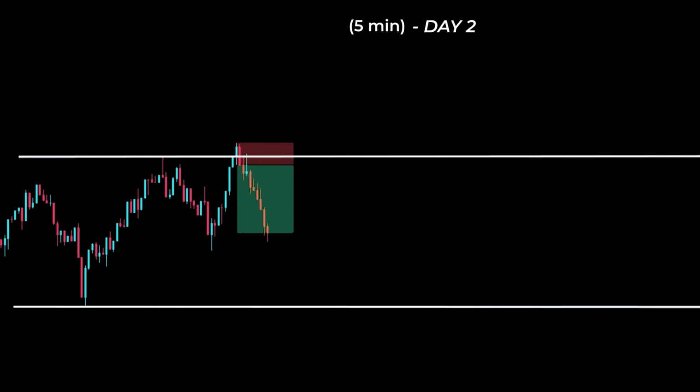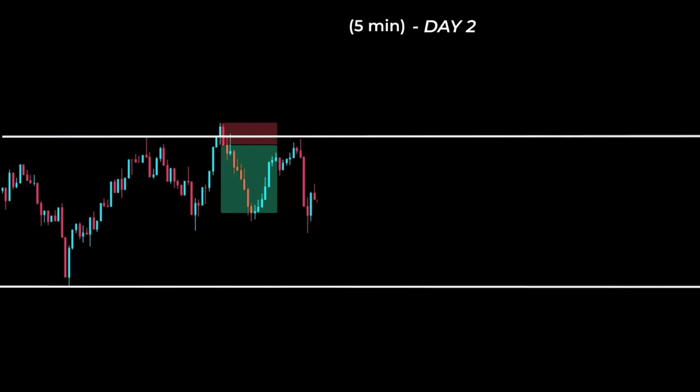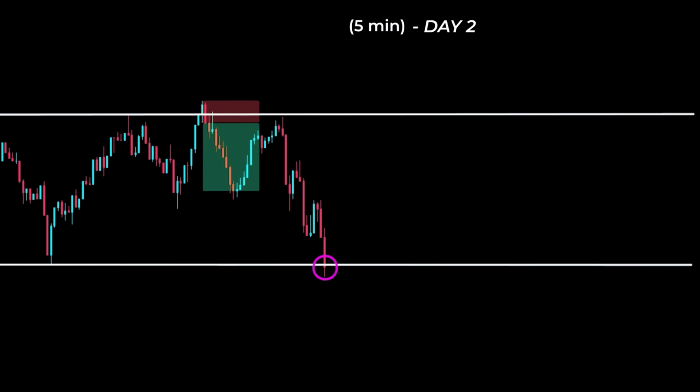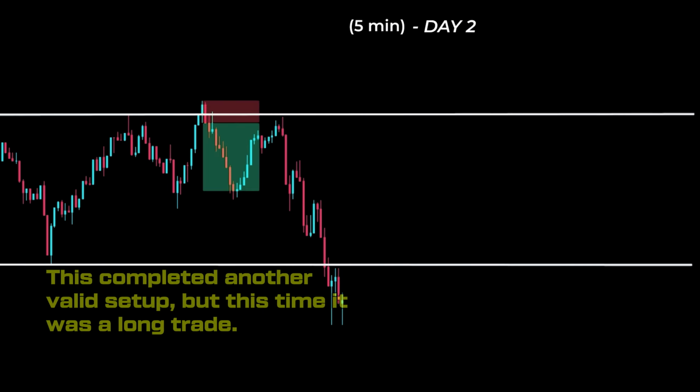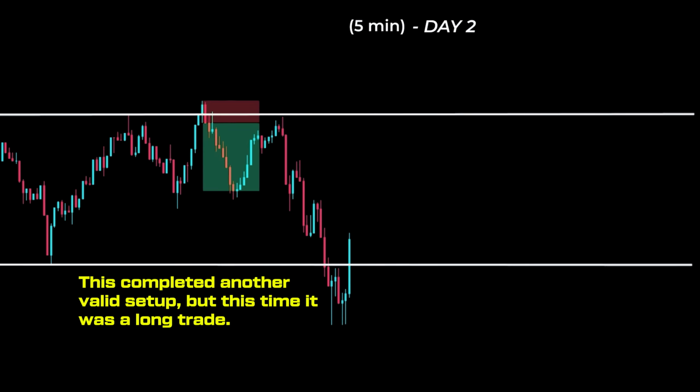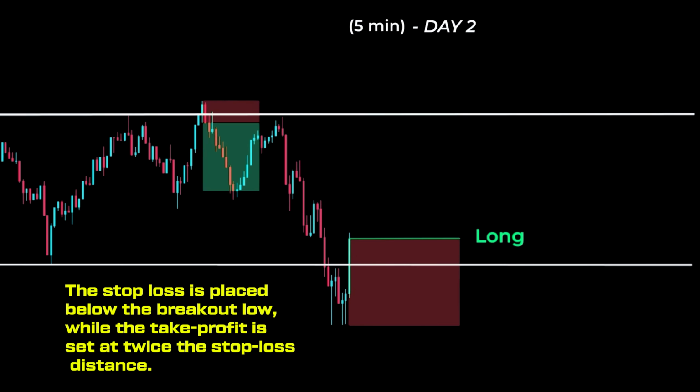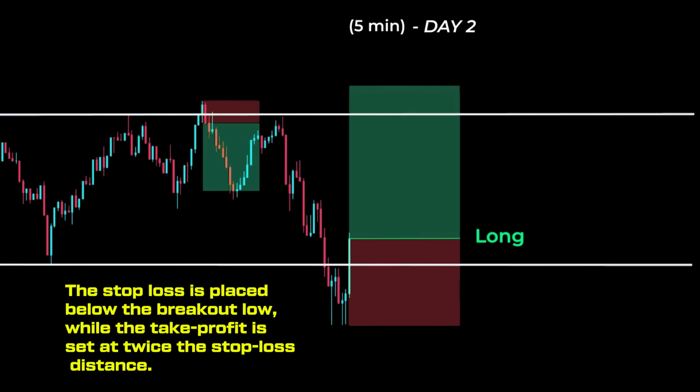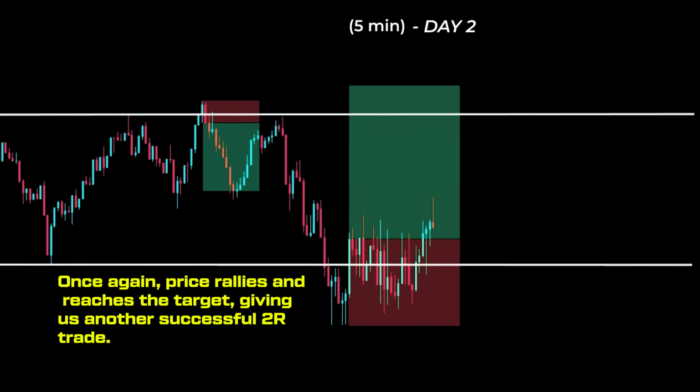Later, price continued lower and eventually broke below the range low. After breaking down, the market reversed and closed back inside the range again. This completed another valid setup, but this time it was a long trade. The stop loss is placed below the breakout low, while the take profit is set at twice the stop loss distance. Once again, price rallies and reaches the target, giving us another successful 2R trade.